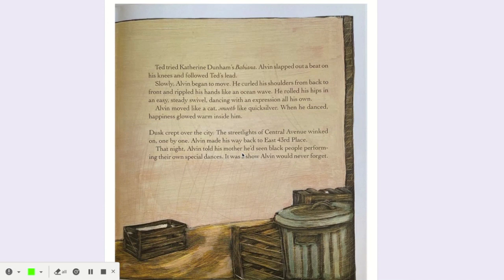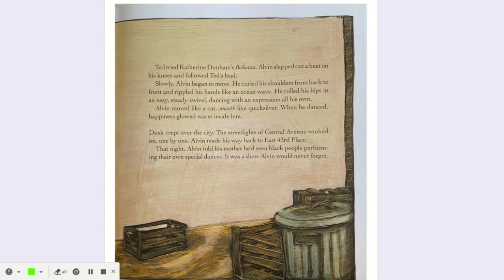So page 15. Ted tried Catherine Dunham's Bahiana. Alvin slapped out a beat on his knees and followed Ted's lead. Slowly, Alvin began to move. He curled his shoulders from back to front and rippled his hands like an ocean wave. He rolled his hips in an easy, steady swivel, dancing with an expression all his own. Alvin moved like a cat, smooth like quicksilver. When he danced, happiness glowed warm inside him.